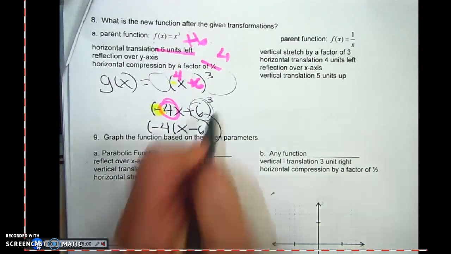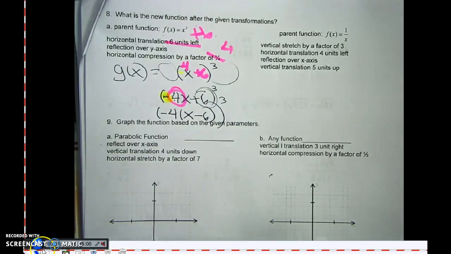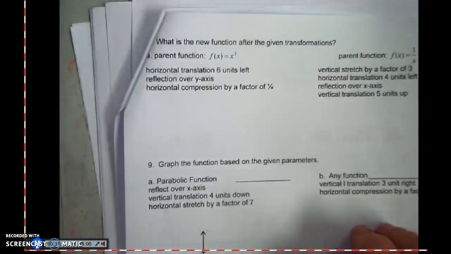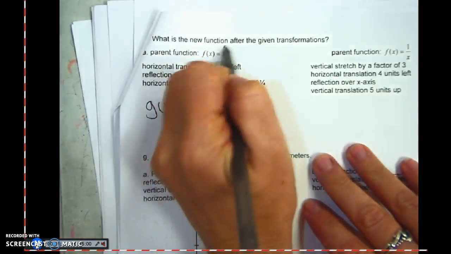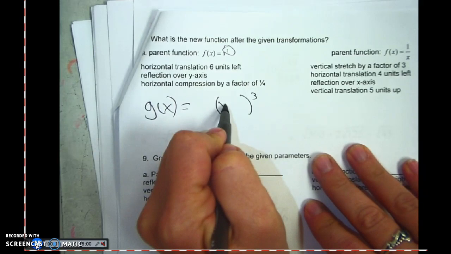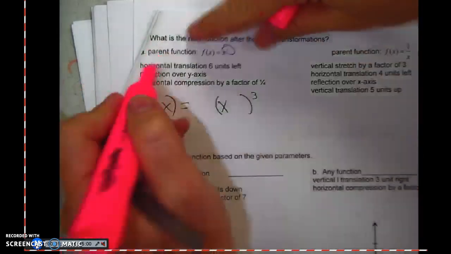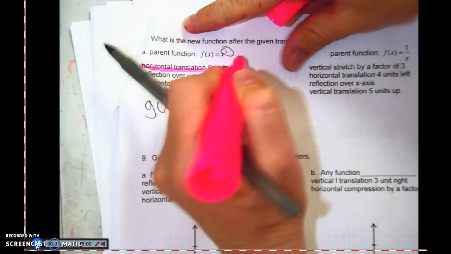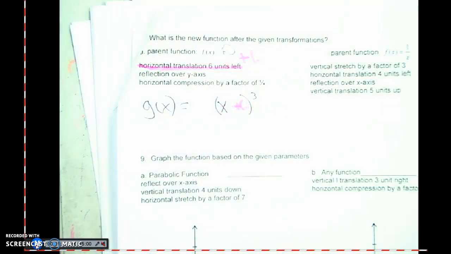So what that really means is negative 4 parentheses x minus 6. Okay? Because, oh wait, I messed up. Okay, you want to know what the new function is, so I'll start with g of x. I see the parent is to the cube, is to the 3rd power. Okay? So, horizontal translation, 6 units left. Left really means right, so plus 6.